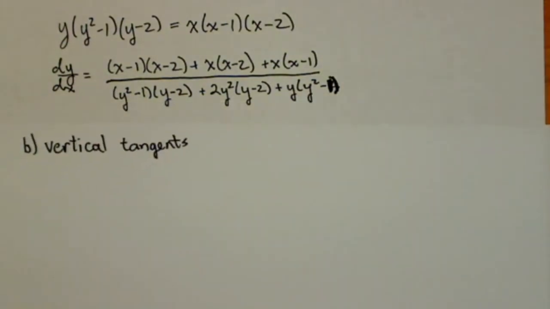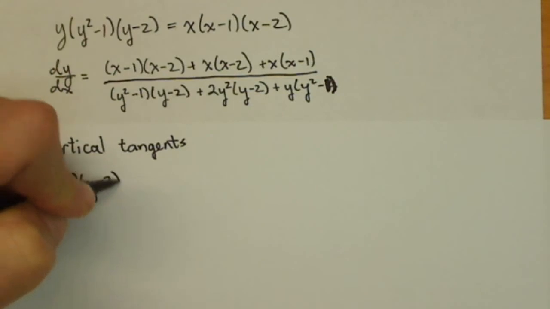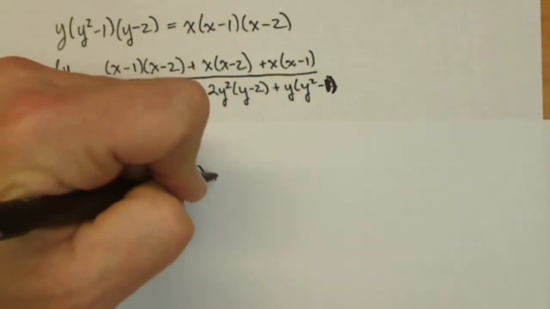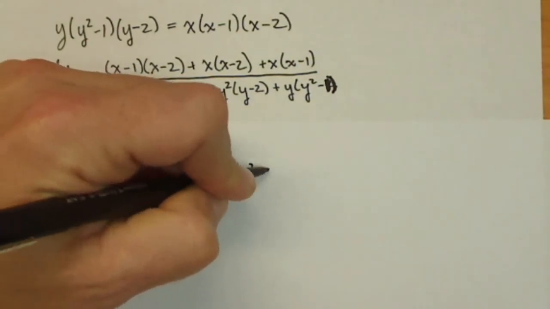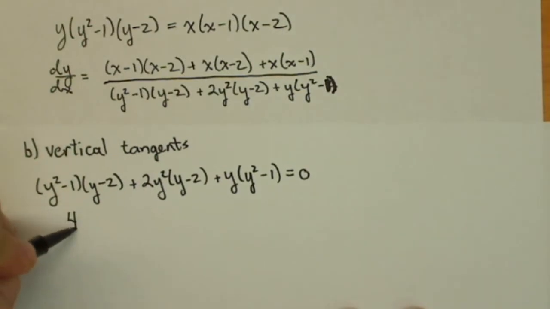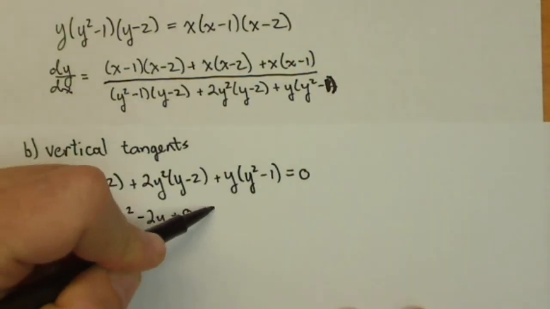Now a vertical tangent is going to occur any place where the derivative is undefined, which is going to be where the denominator is 0. So we're going to set that denominator equal to 0. So (y squared minus 1)(y minus 2) plus 2y(y minus 2) plus y(y squared minus 1) equals 0. Those terms can be simplified, and what we get is a cubic equation: 4y cubed minus 6y squared minus 2y plus 0 equals 0.